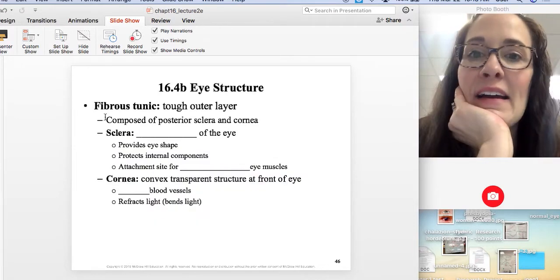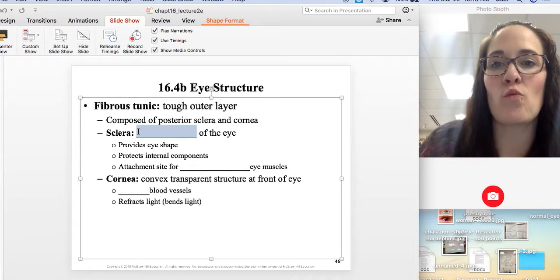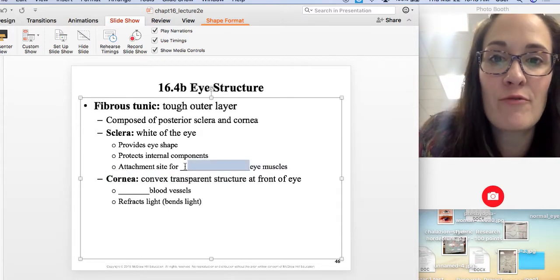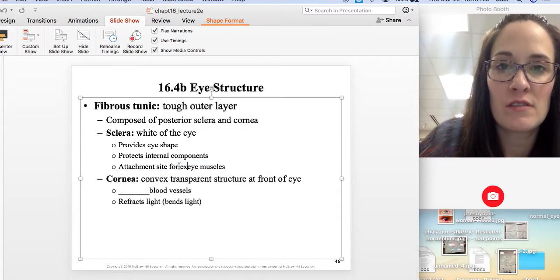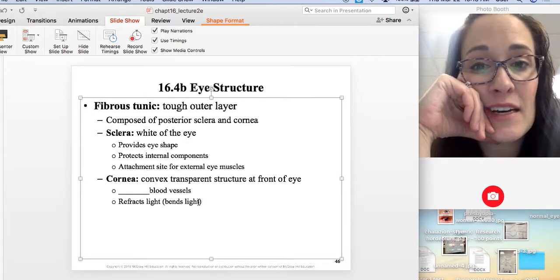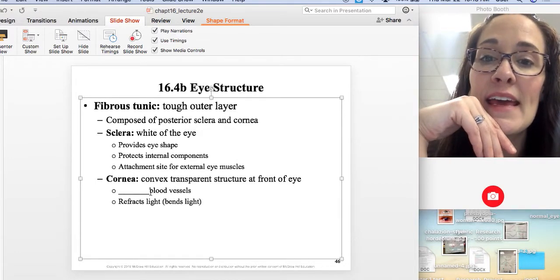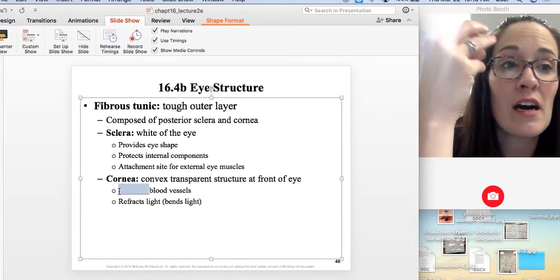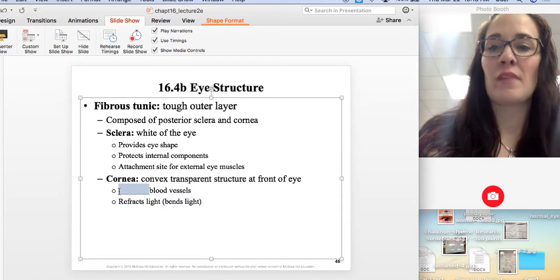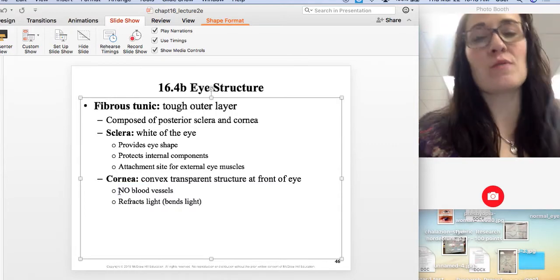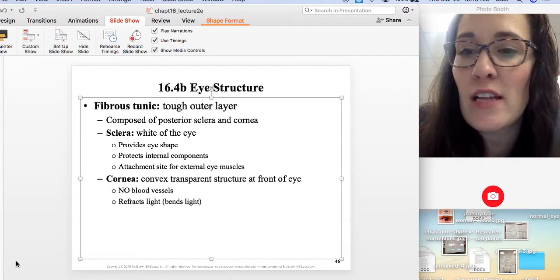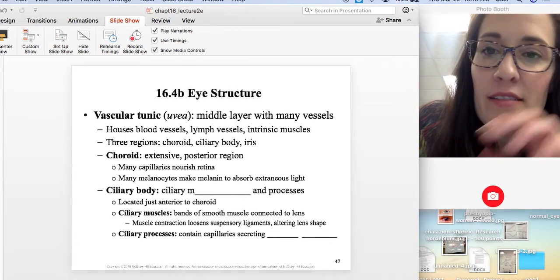So the outer layer of the eye, 2 parts. The sclera, this is known as the white of the eye, gives shape. It's an attachment site for the external eye muscles. The cornea is the transparent part of the eye. At the front, if you have contact lenses, you put them over your cornea. There are no blood vessels within the cornea, and its job, as the light comes into the eyes, is to help bend the light. It's called refract it towards the back of the eye.